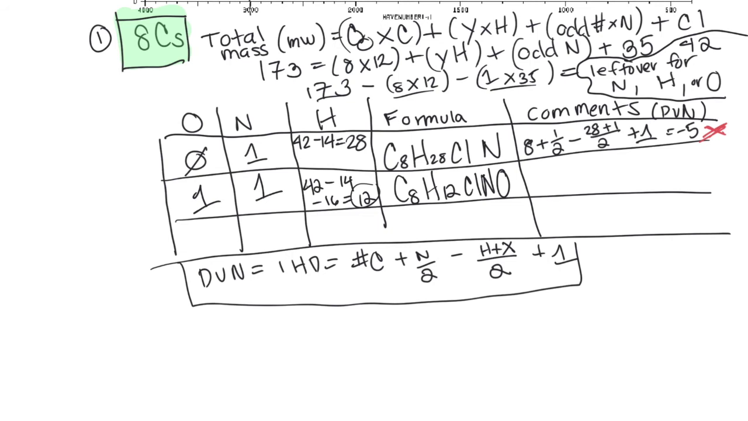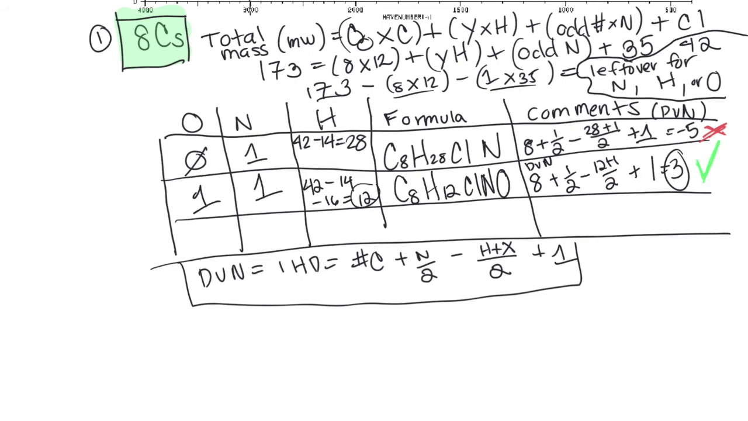Okay, DUN would be 8 minus 12 plus N over 2, so 1 over 2, minus 12 plus 1 over 2, plus 1. Plug that in. You're going to get 3. Perfectly reasonable. That's a good one.